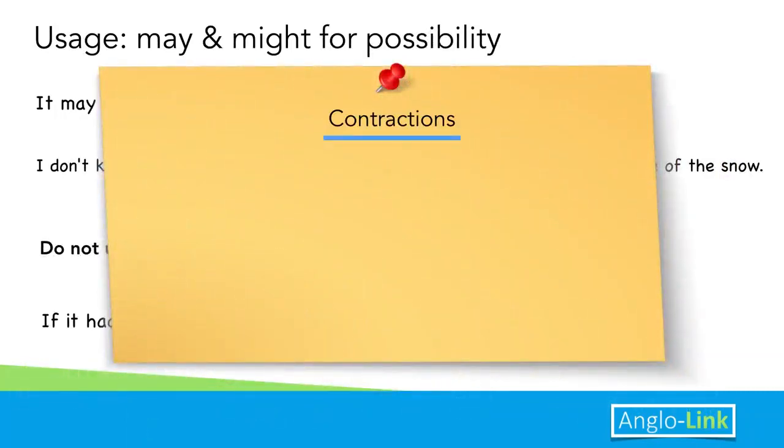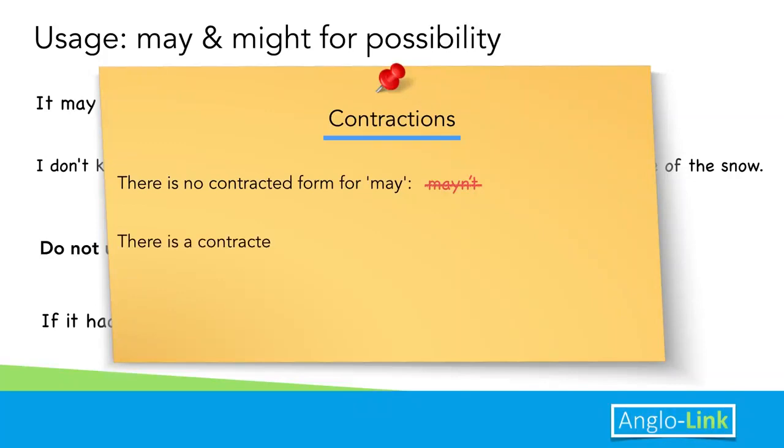A little note about contractions. There is no contracted form for may, so avoid saying mayn't. It's always may not. There is a contracted form for might, mightn't, but it's not very common.